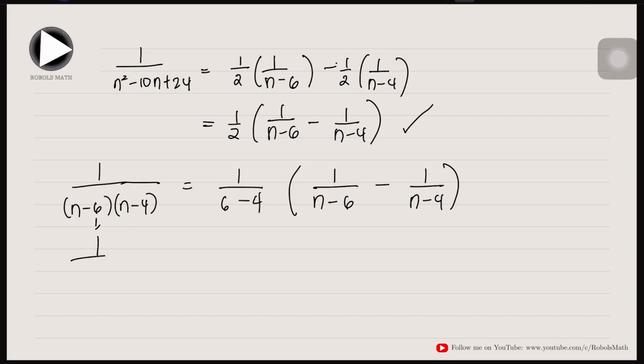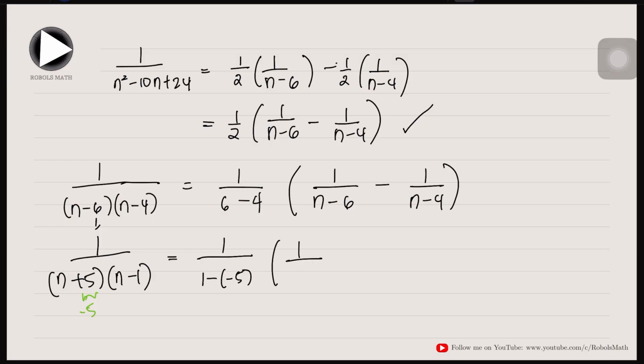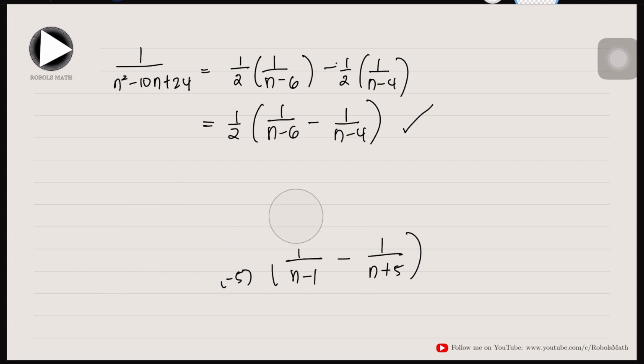For example, if you have 1 over n plus 5 times n minus 1, the bigger one of them is the positive 1, because this n plus 5 here will give negative 5. So the partial fraction decomposition of that is 1 over 1 minus negative 5 times 1 over n minus 1 minus 1 over n plus 5. Okay? Anyway, going back to the problem at hand, the actual important part here is that we have decomposed the summand into its partial fractions.